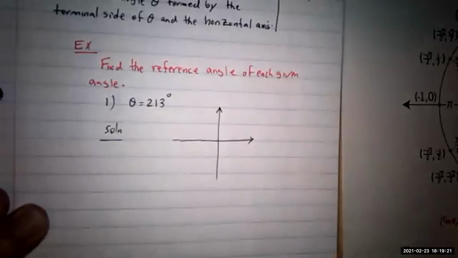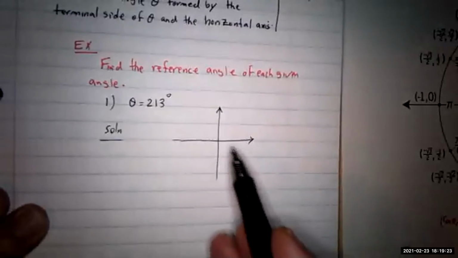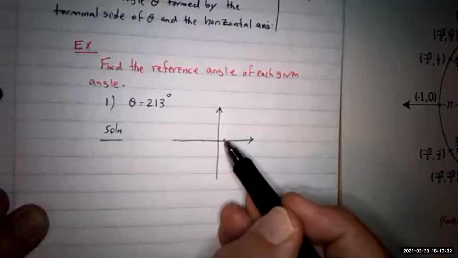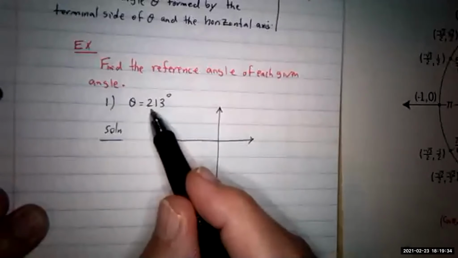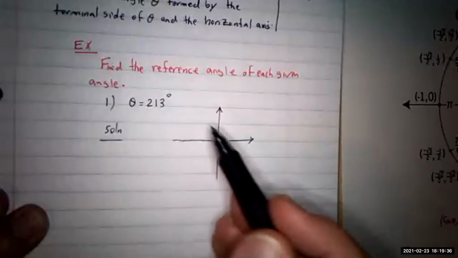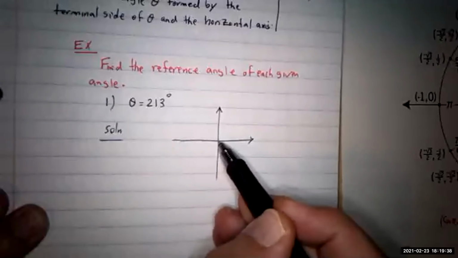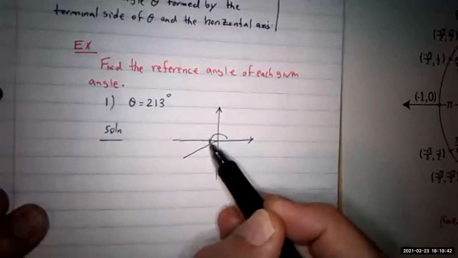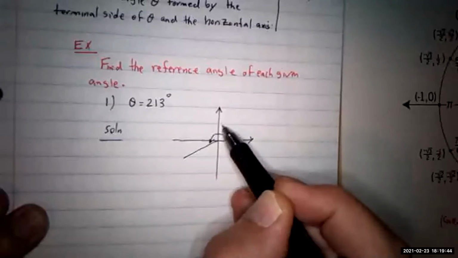You see, in order to get to the 213, you have to go 180 and continue to get to the 213. So you are going to be here. You see, it's 180. So you need what? You need 33 more to get to this part. So this is the angle 213.